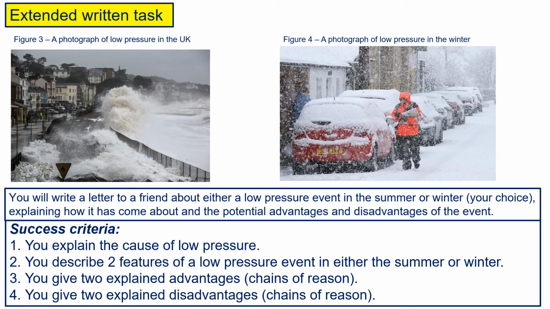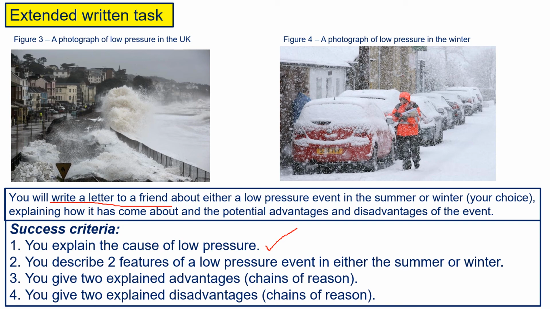Okay, so here is your extended written task. What you need to do is write a letter to a friend about either a low pressure event in the summer or the winter. You can choose. And I want you to explain how it has come about and the potential advantages and disadvantages of the event. So you're basically going to write down the cause of low pressure. Why and how do we get low pressure?